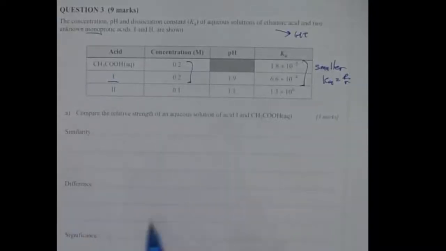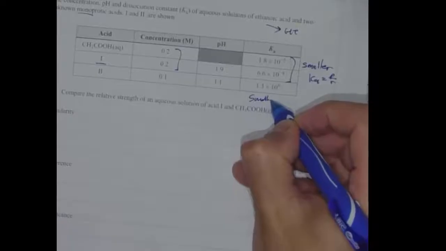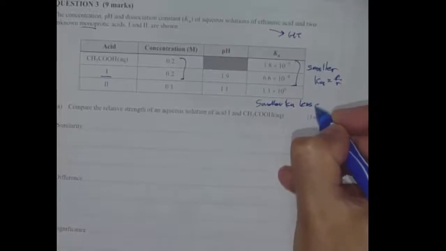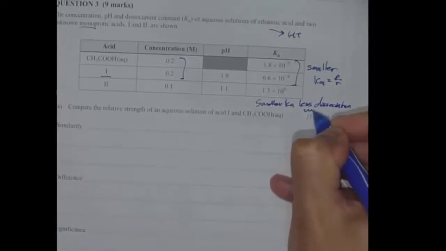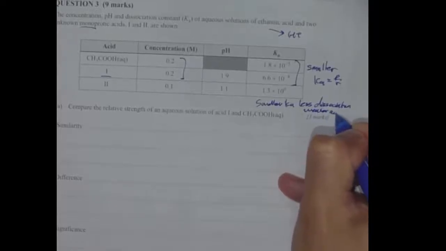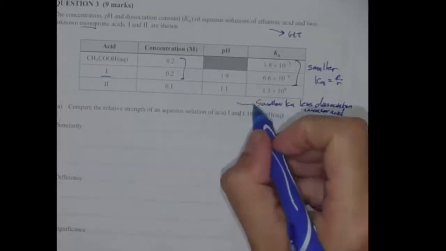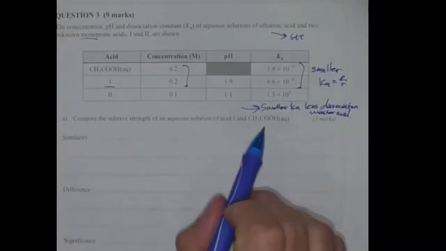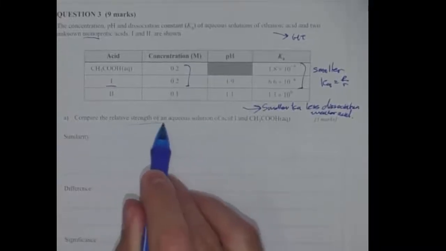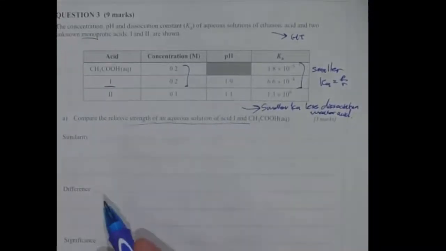Then there'll be less dissociation. Weaker acid. Yeah, I'm not memorizing anything. I'm working it out. Okay. So you understand things in chemistry, you don't memorize them. So relative strength. So similarity.